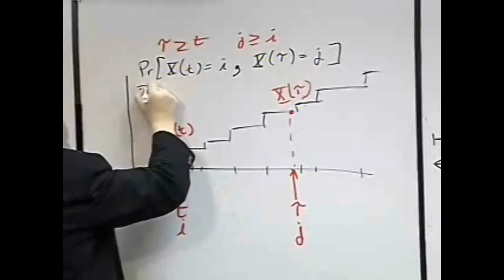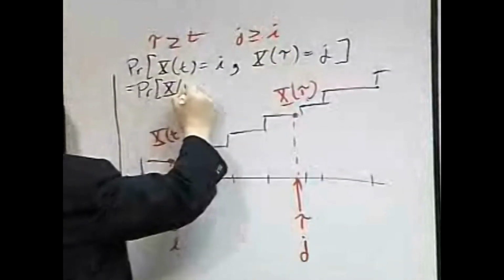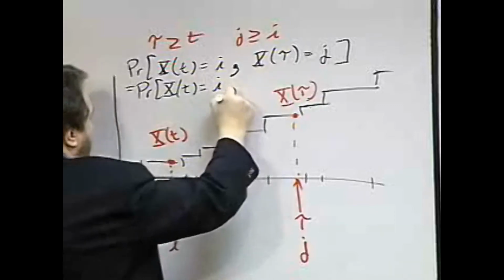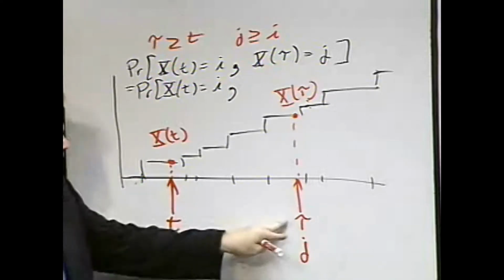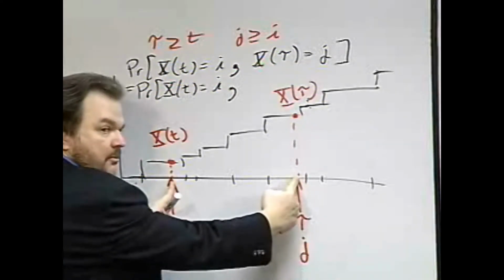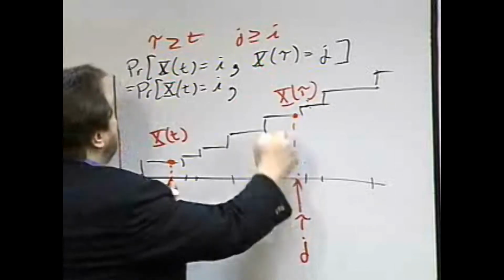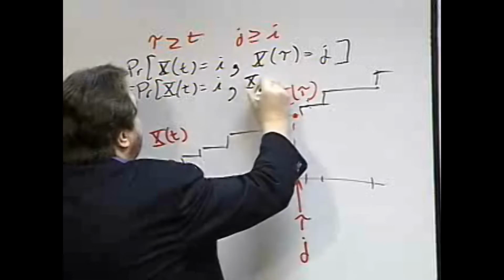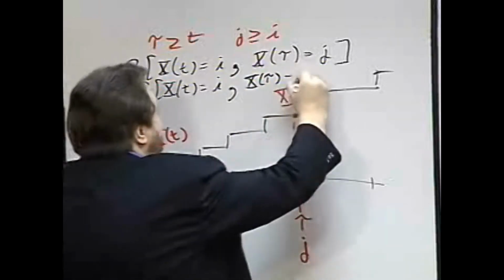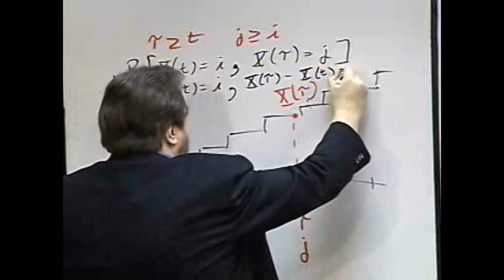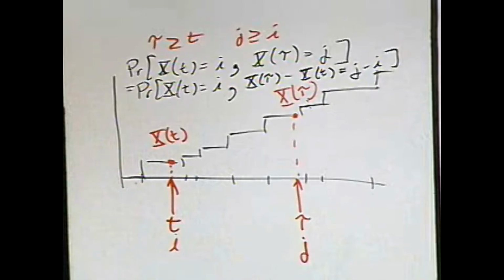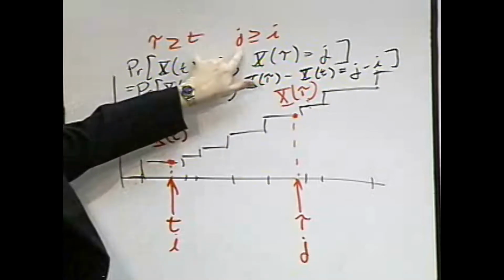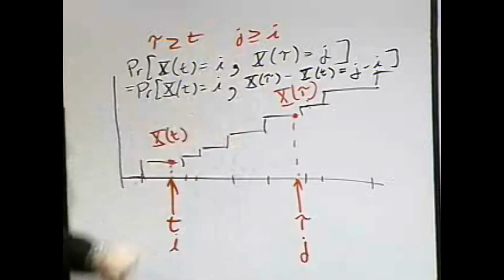I maintain that that's the same thing as the probability that x of t is equal to I. That is, the number of occurrences between the origin and here in the Poisson counting process is equal to I. And then if this is equal to j, how many points do we have to have between here and here? J minus I, right? So this is times the probability that x of tau minus x of t is equal to j minus I. It's saying exactly the same thing. Do you agree with me? Under these assumptions, my derivation assumes these inequalities. Assuming these inequalities, this is indeed true.